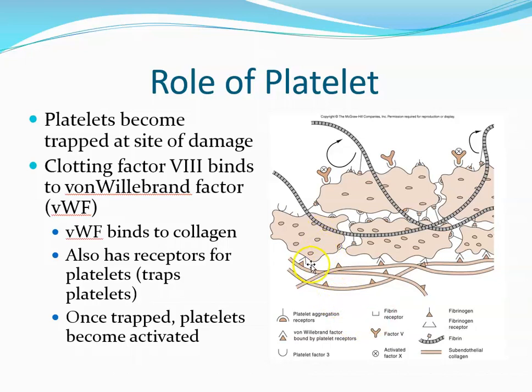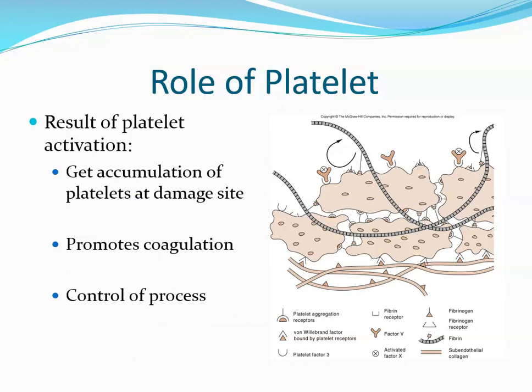Von Willebrand is bound to the collagen. Platelets have receptors for von Willebrand. So when there is endothelial damage and the collagen is exposed, so too will the von Willebrand be. Since the platelets have receptors for this material, as they travel by this damaged area, they will become attached to the von Willebrand, and once they are trapped, the platelets become activated. They will change. We're going to look at the various steps in platelet activation.